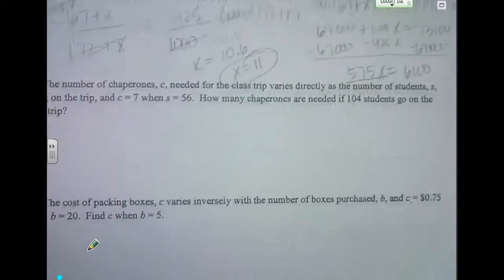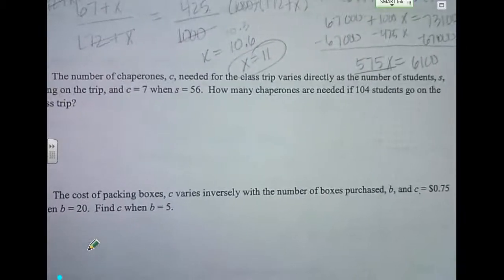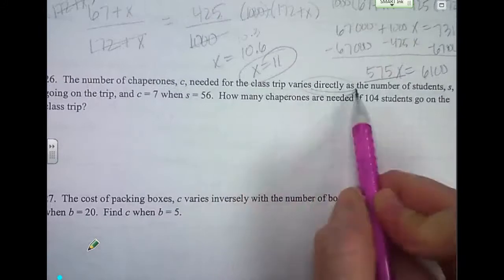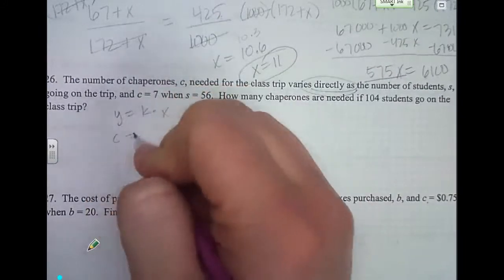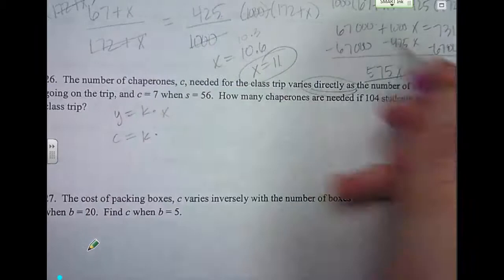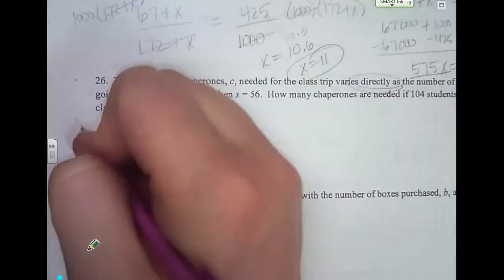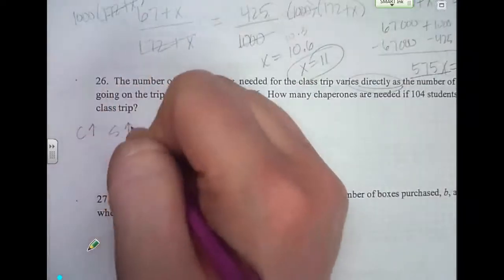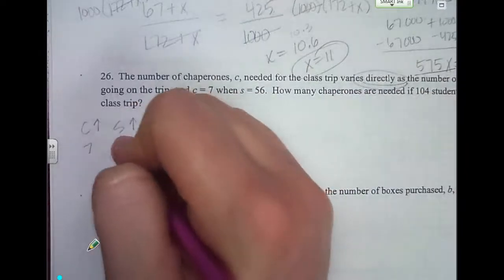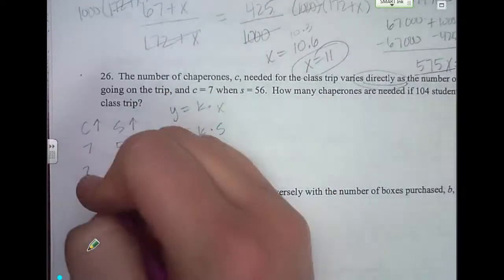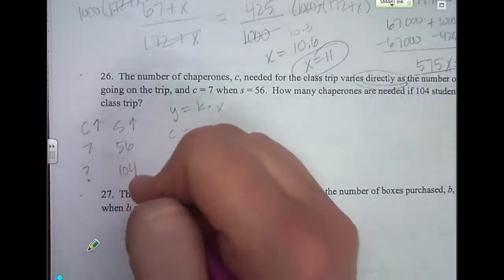Okay, number 26, the number of chaperones C needed for the class trip varies directly. So directly is y equals k times x. So we'll do the number of chaperones with the number of students. So C goes up, S goes up. When C is 7, S is 56. How many chaperones are needed if there's 104 students?